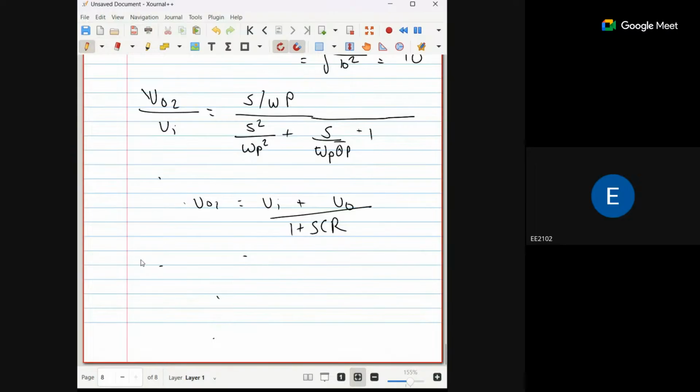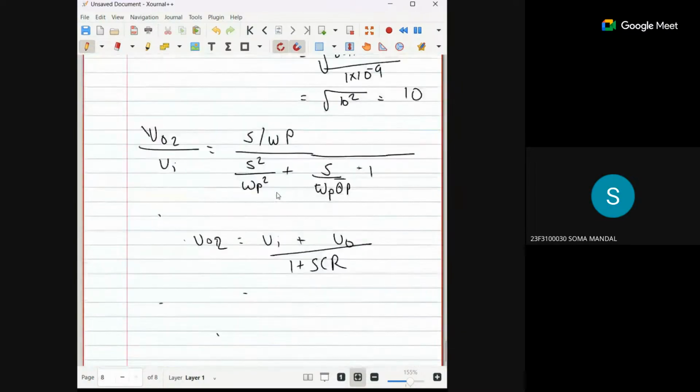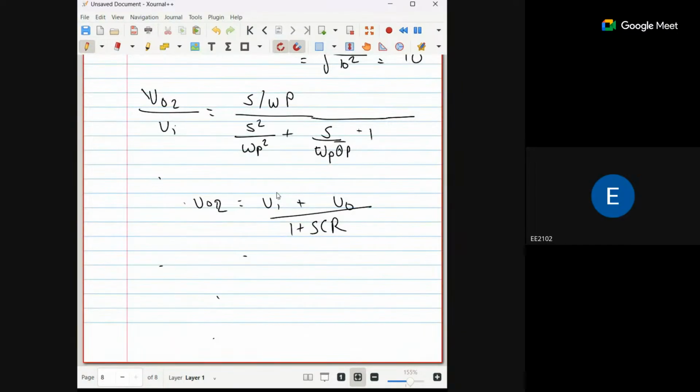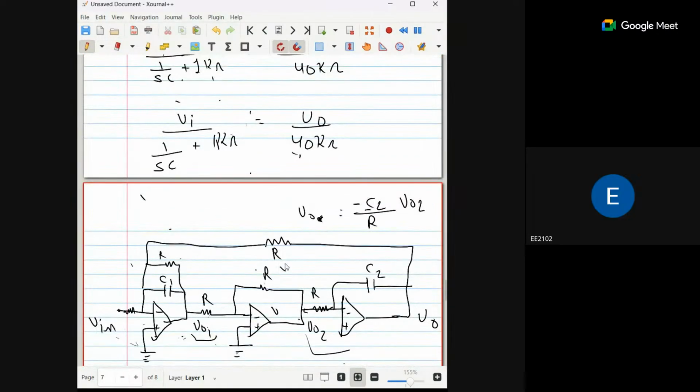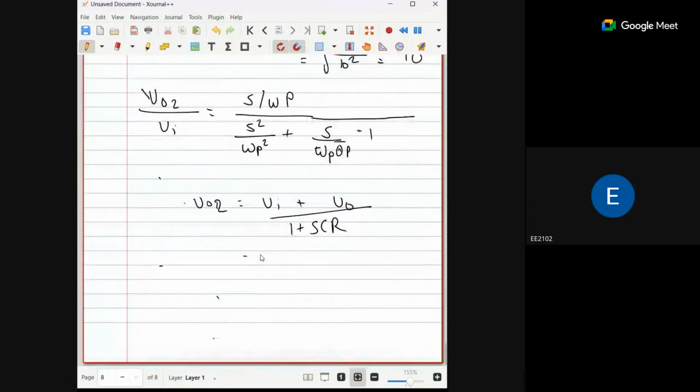V naught 2 equals Vi plus V naught upon 1 plus SCR. That is done by sir, I think in the second order derivation in part 2 or part 3. So you can do all types of questions related to this, like second order. Now it is, yes, one type of signal also.